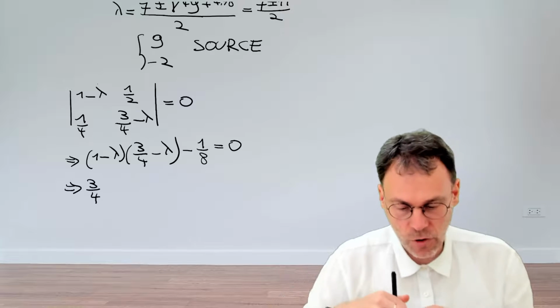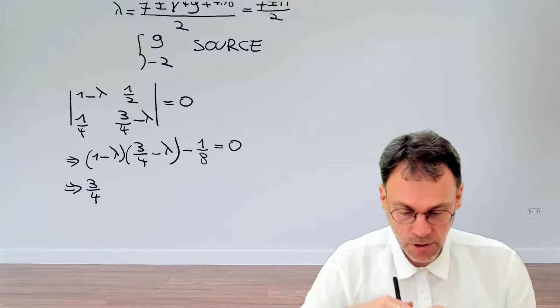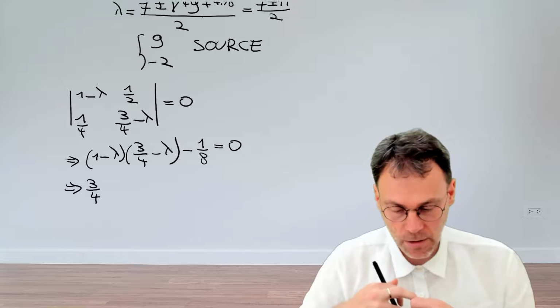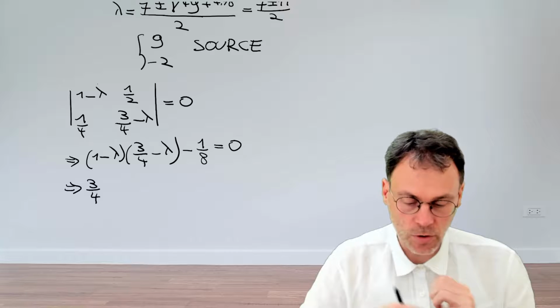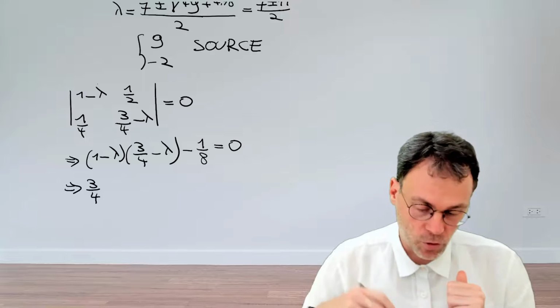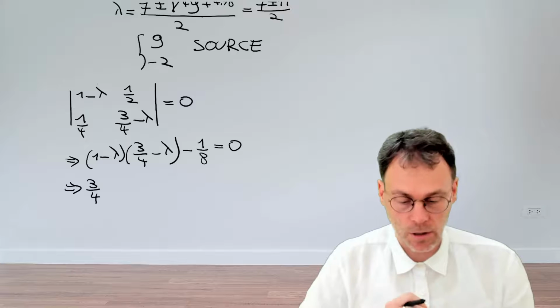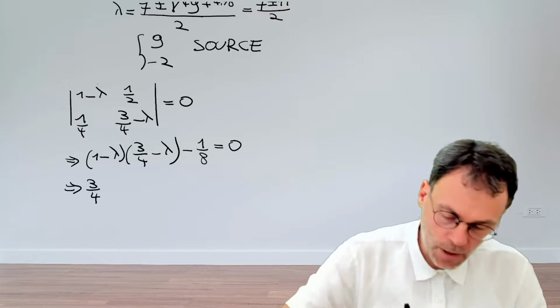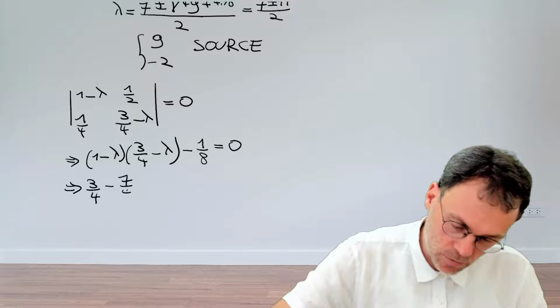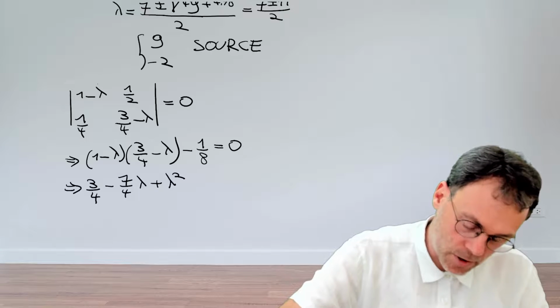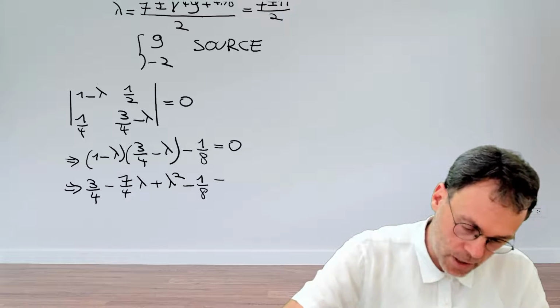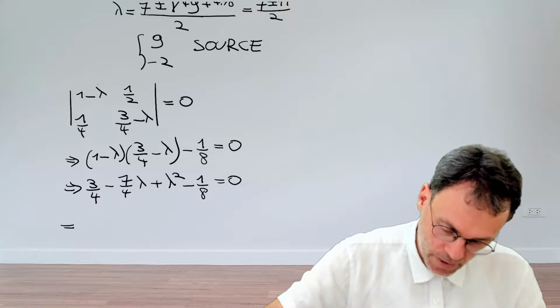So this gives us 1 minus lambda, 3/4 minus lambda, and then minus 1/8 should be equal to 0. 3/4, and then let's have a look at the lambda coefficients. So we have 1 and 3/4 with a minus sign both. So this will give us 4 plus 3 is 7 quarters. So minus 7/4 lambda plus lambda squared minus 1/8 equal to 0.